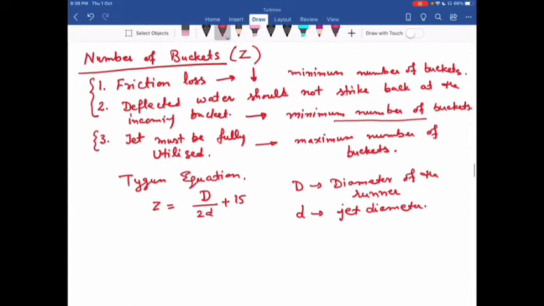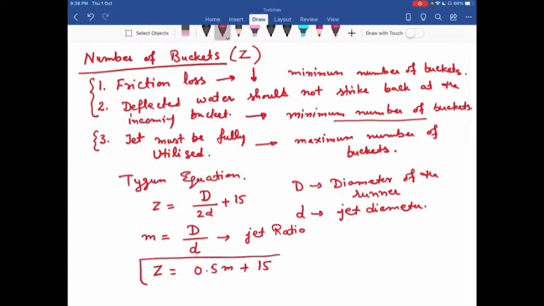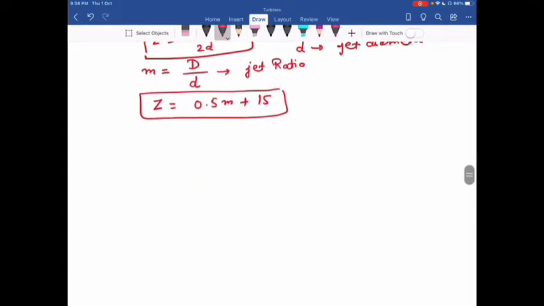Now further, we have one term m that is equal to capital D divided by small d. This is called jet ratio. So again, I can write Z as equal to 0.5 m plus 15. So with the help of this relation, we can calculate the optimum number of buckets on the runner of a Pelton turbine.